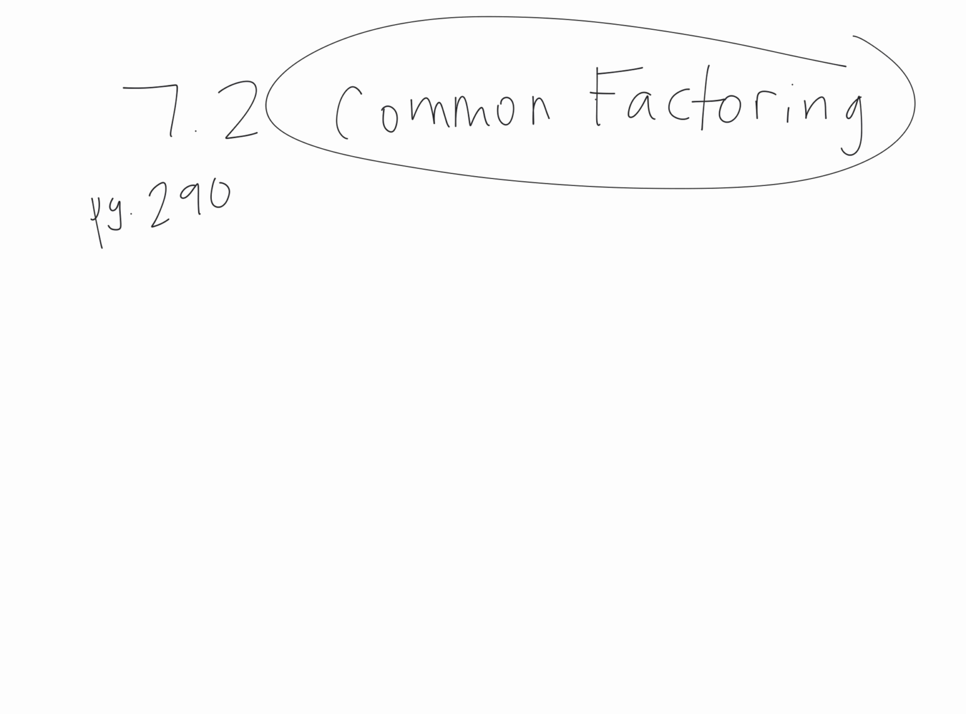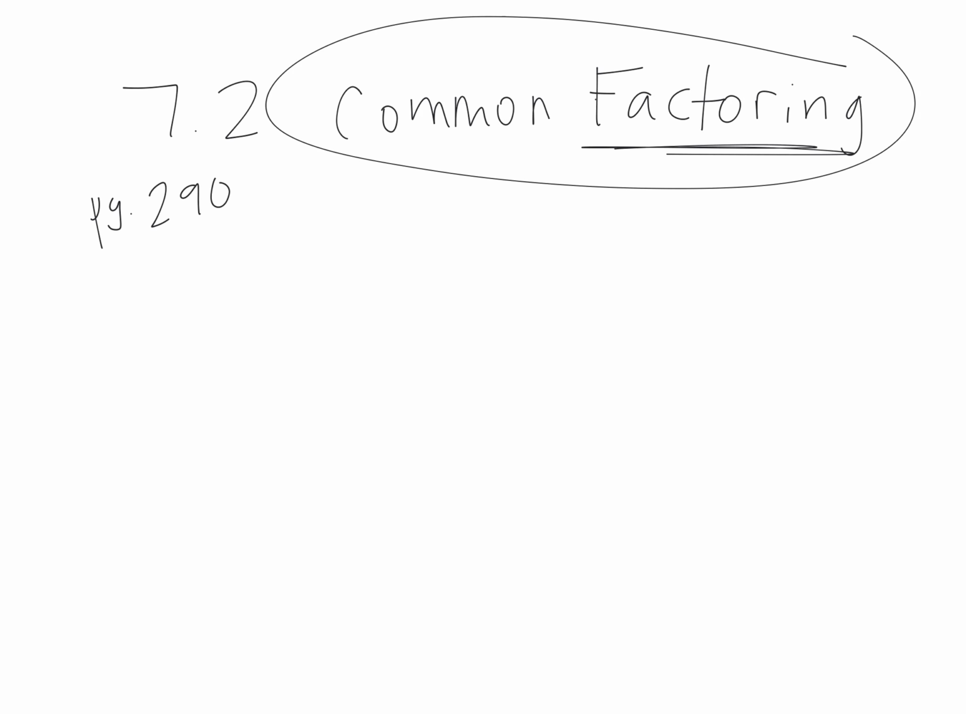So this section is on something called common factoring, and it actually relates to what we did yesterday. Because what is the definition of factor? What does it mean to factor? Can someone read the definition in the book? Okay, so to factor means to express a number as the product of 2 or more numbers.